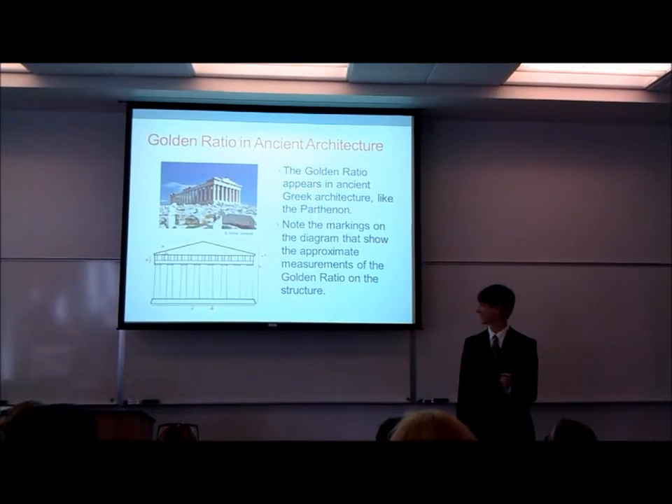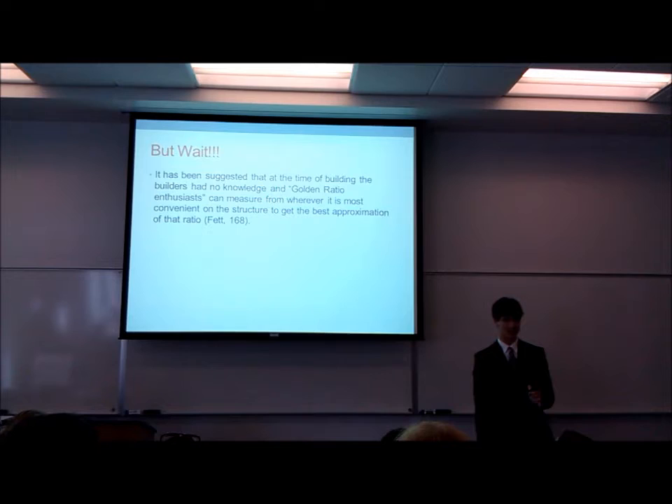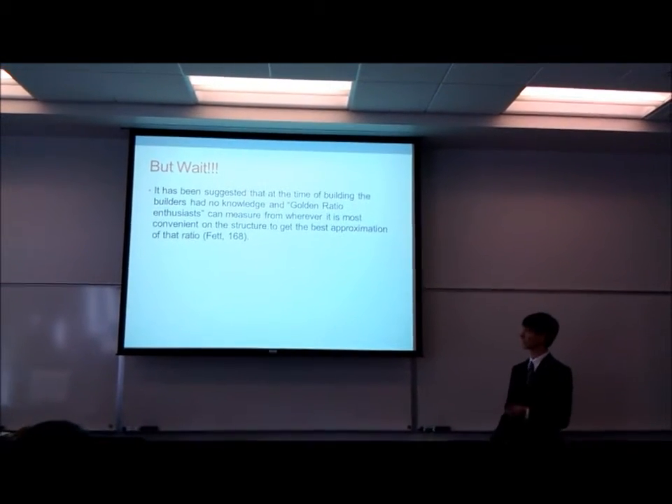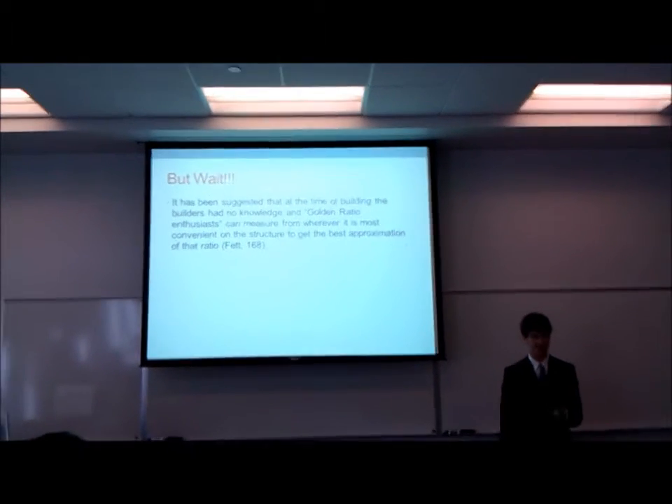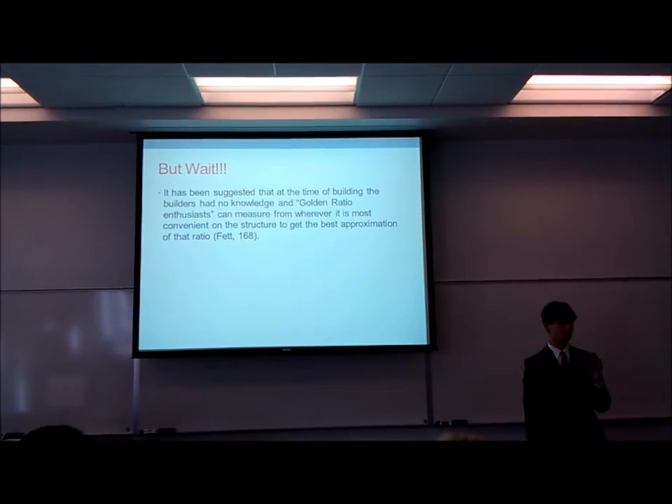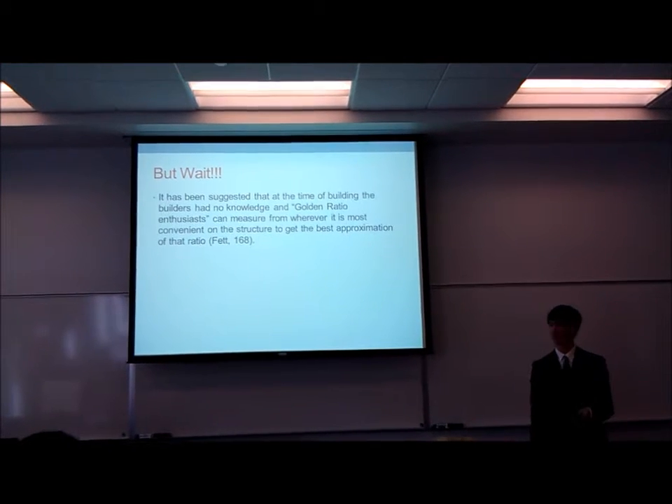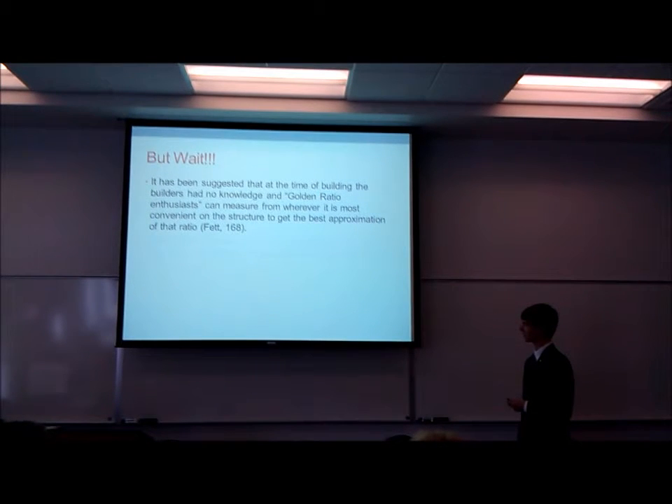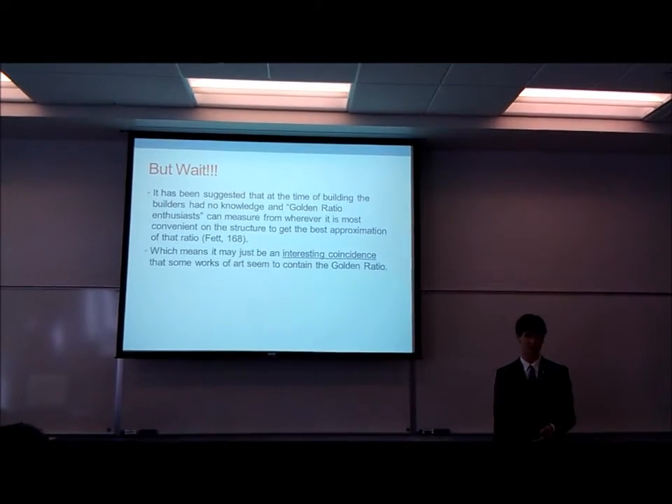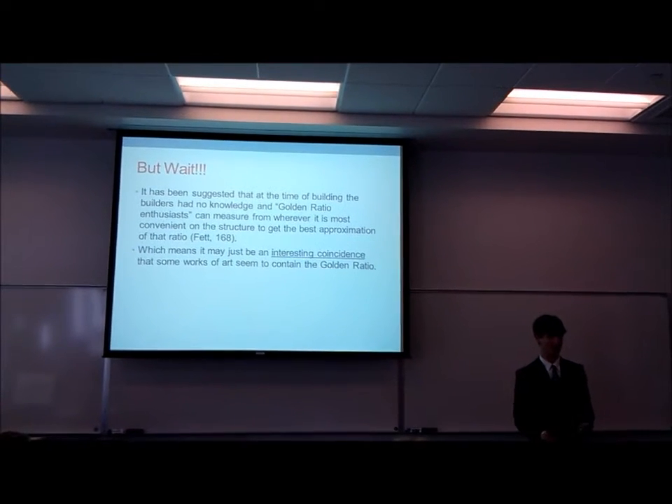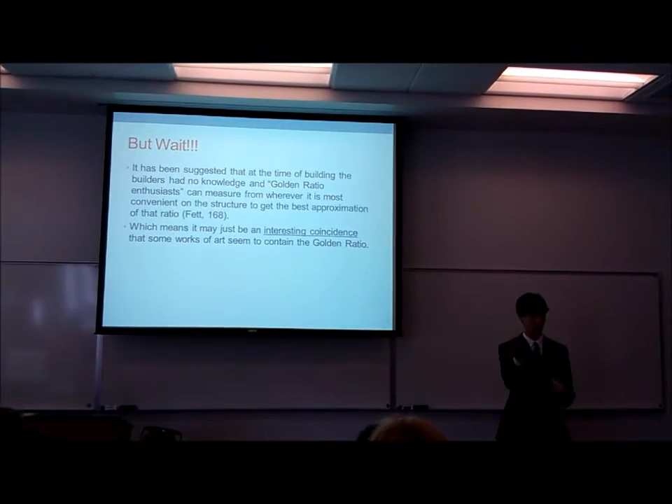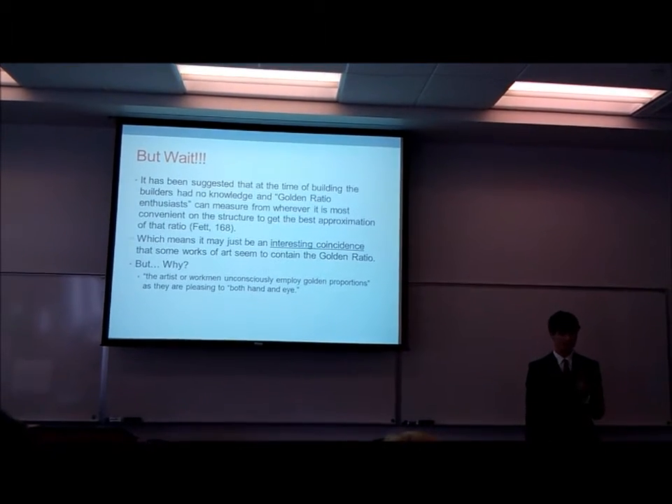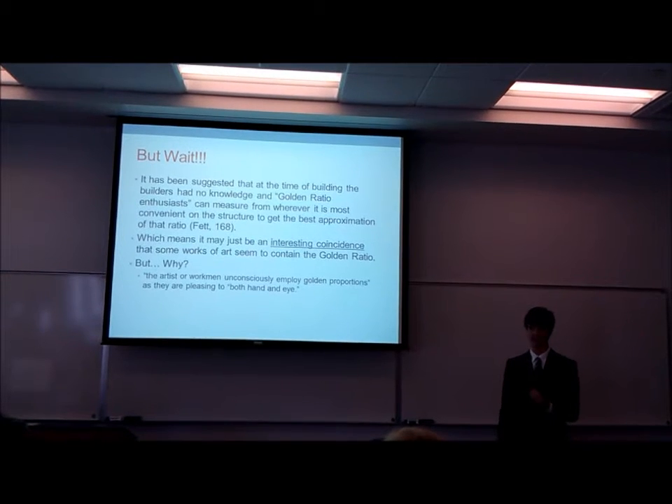But here's an interesting fact. It's been suggested that they didn't really know much about the golden ratio at the time they were building it. And today, since it's such a phenomenon, I guess, people measure from where it's most convenient, so they get the best approximation of the golden ratio. So what this means is it just might be an interesting coincidence that this building was built to the proportions of the golden ratio. But why is this? Basically, they say because it is so visually pleasing that they use it almost subconsciously.